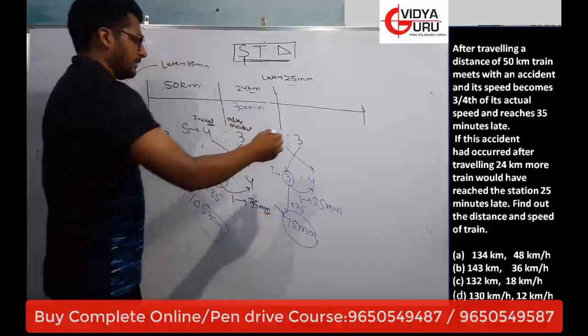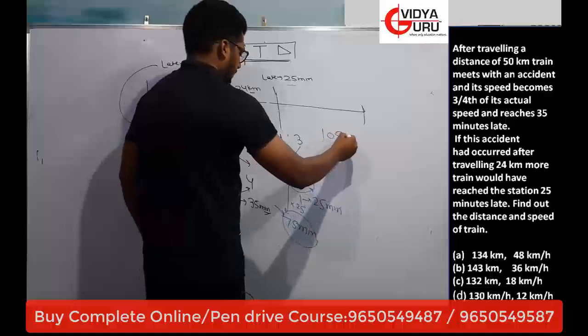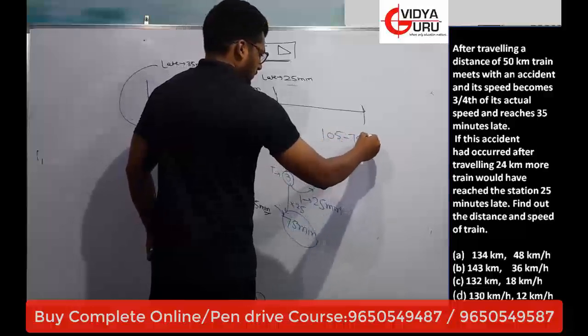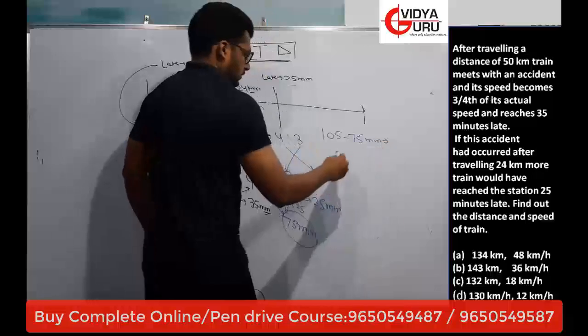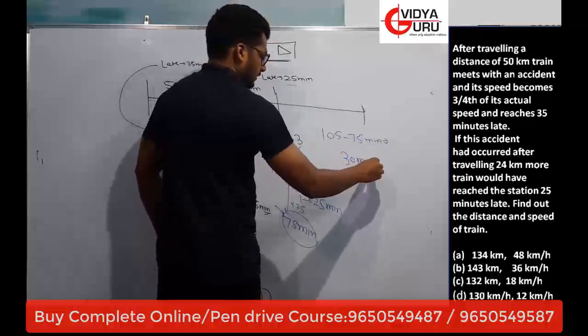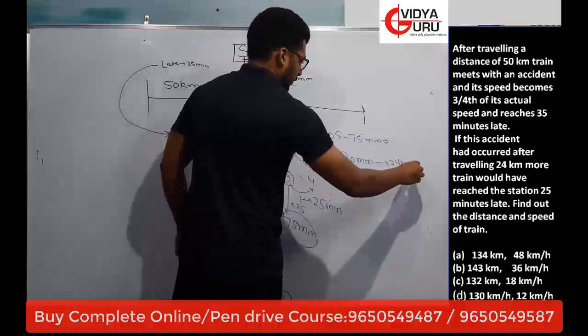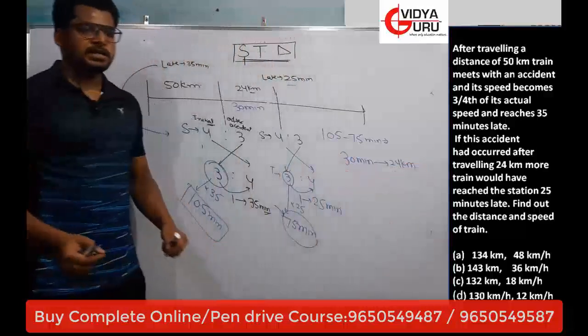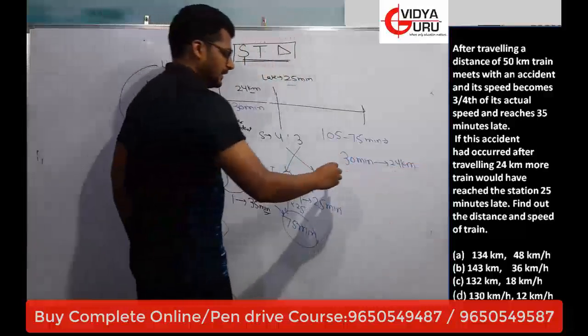105 minus 75. So the train covers 24 kilometers distance in 30 minutes. The question is asked, what is the speed of the train? What will be the speed?